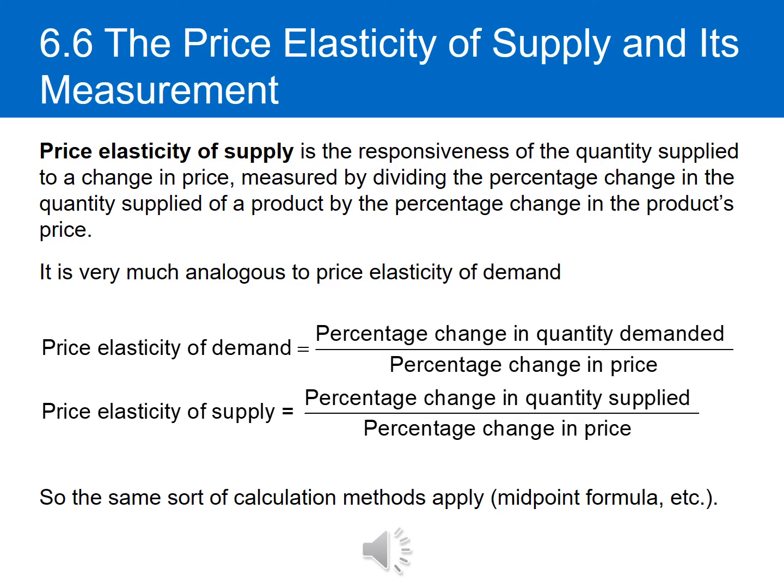Here we have the two formulas below. The first, price elasticity of demand, which we talked about before, and on the bottom, the price elasticity of supply. And that is the percentage change in the quantity supplied divided by the percentage change in price. We'll do the same sorts of calculations, same sort of methods, all that.